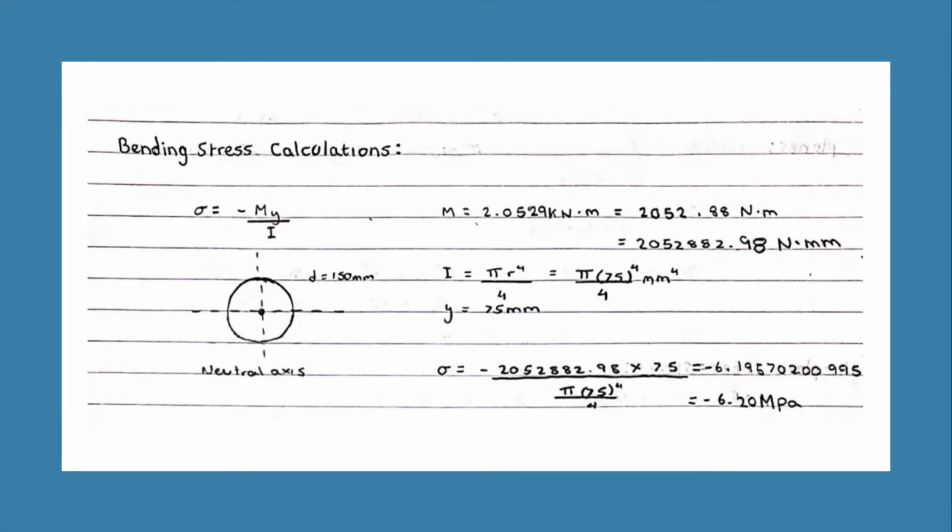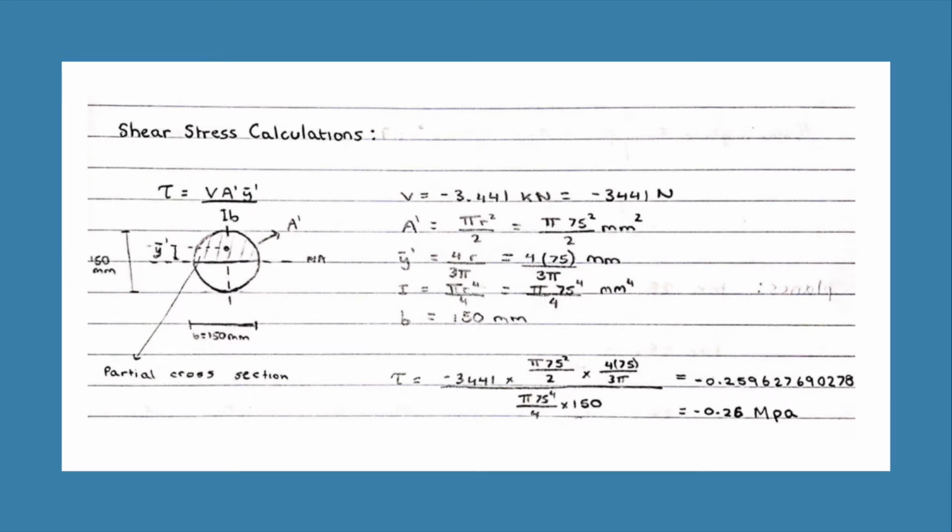Moving on to task 3, we can use the bending moment diagram from task 2 to find the max bending stress. To do this, we use the equation sigma equals negative My over I, where sigma is the bending stress, M is the maximum bending moment, and I is the moment of inertia. In doing this, we discover that the max bending stress is equal to negative 6.20 MPa.